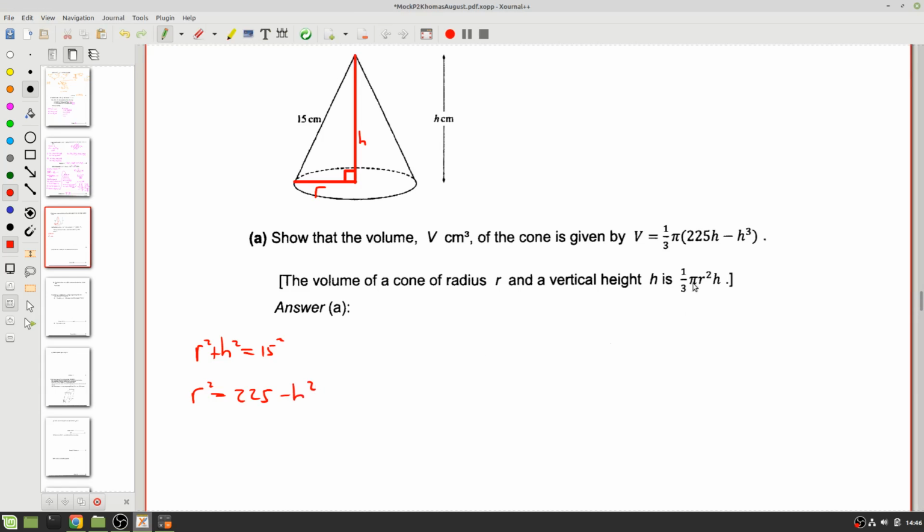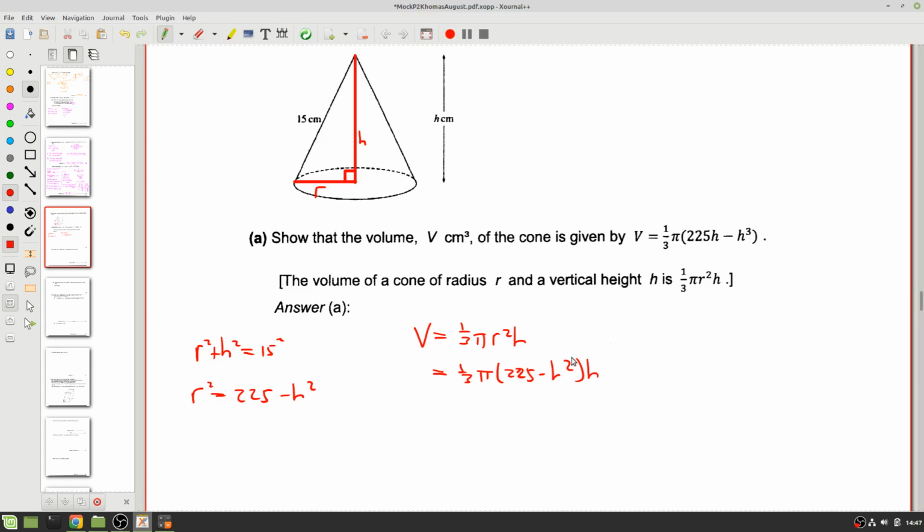Perfect. And now we can plug that into our volume. The standard formula for volume is a third pi r squared times h. But now instead of r squared, we're going to put this value, right? So that's the same as saying a third pi, and instead of r squared, we put 225 minus h squared, times h.